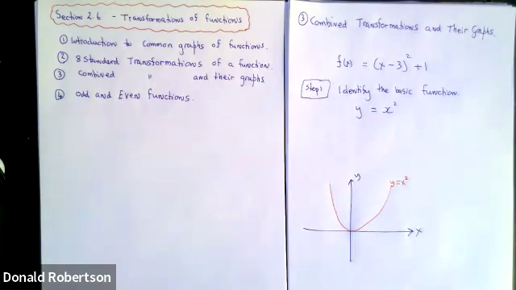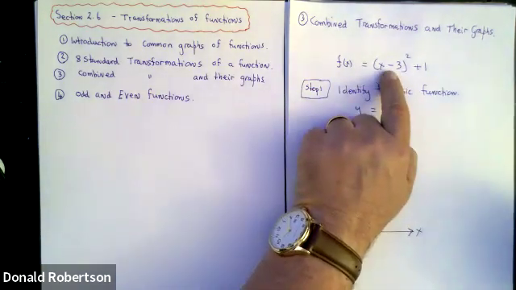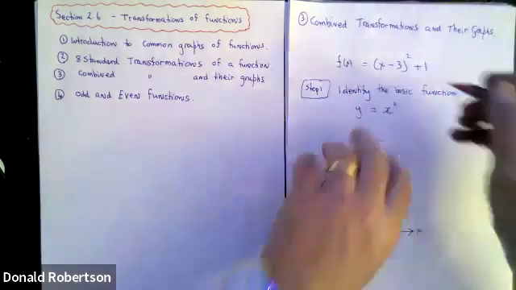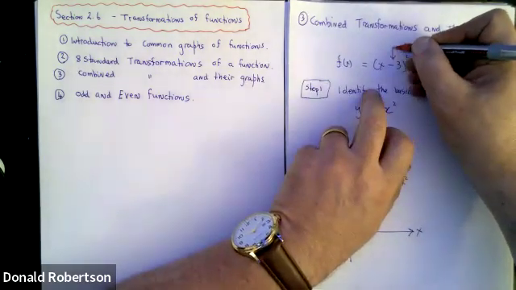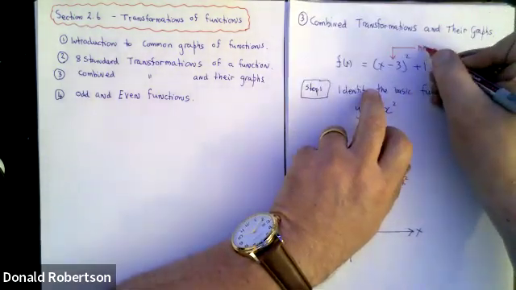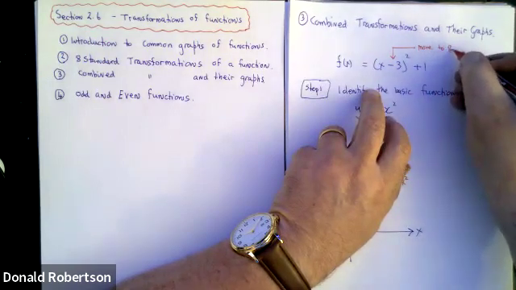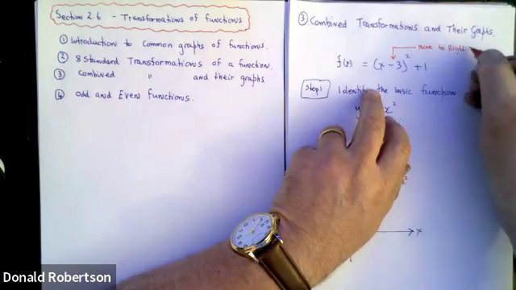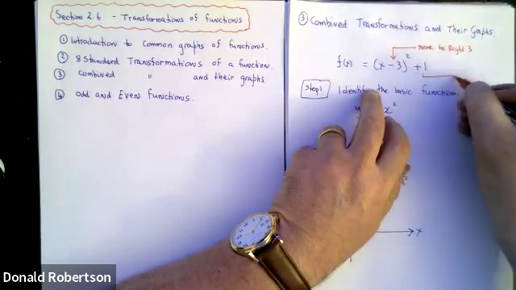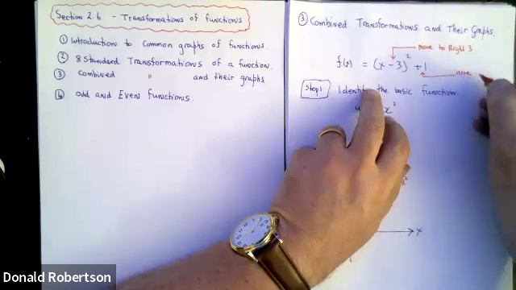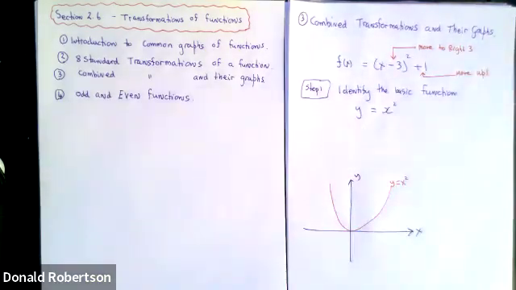My start function. What's happened to it is two things. I've got this minus 3 here, and I get this plus 1 here. And that minus 3 means move your graph to the right 3. And this one then says, after you've done that, move the new graph up 1.